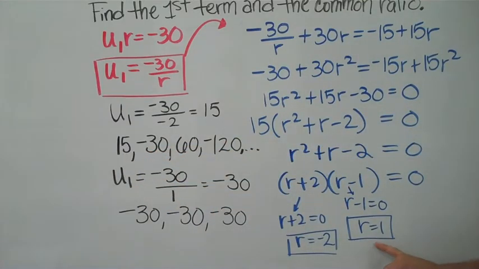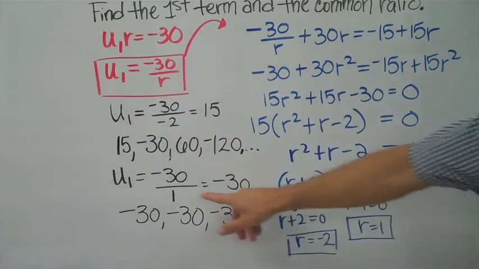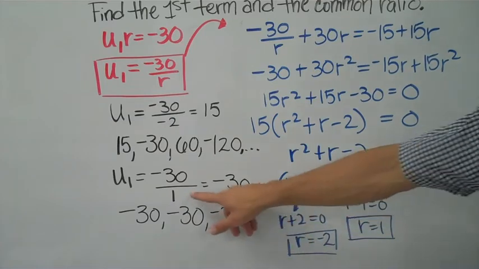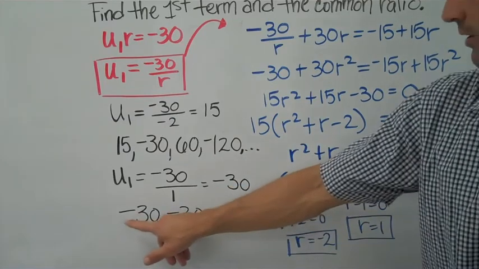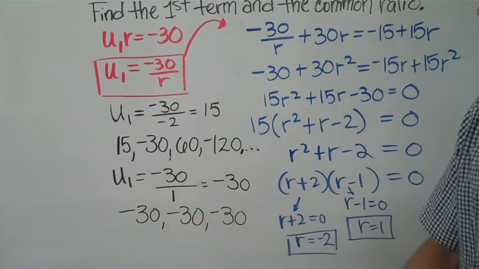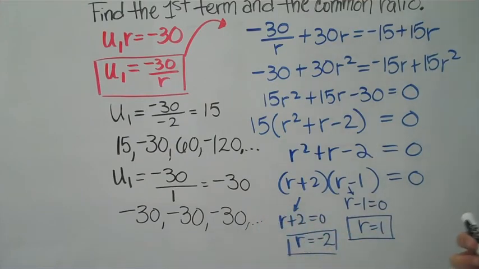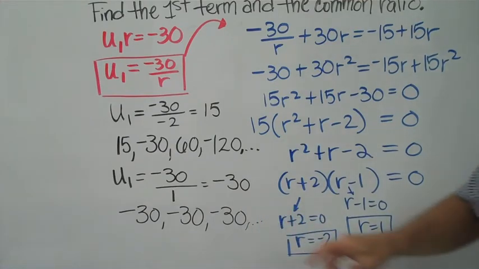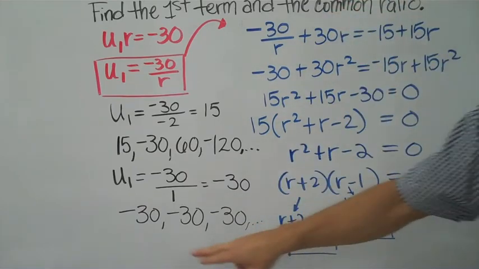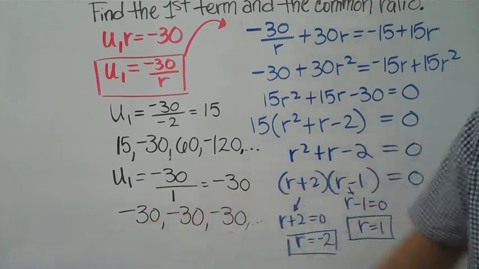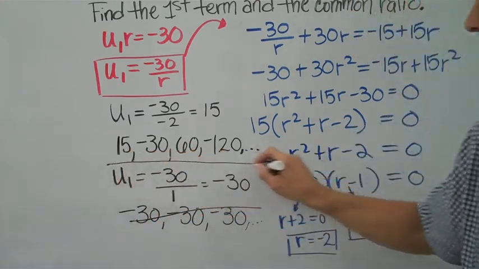Conversely, let's try r is equal to 1. Our first term is equal to negative 30 over r, and we substitute 1 in for r, and we get our first term is negative 30. If r is 1, then our terms go negative 30 times 1 is negative 30 times 1 is negative 30, and this will also continue forever. Does that meet our conditions that the second term is negative 30? Yes. Did the sum of the first two terms is negative 15? No, the sum of the first two terms here is negative 60. So this can't be the answer, and this is the answer.